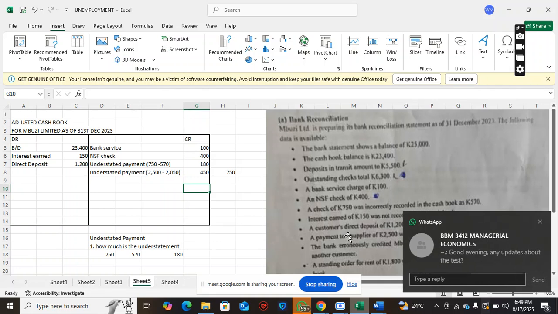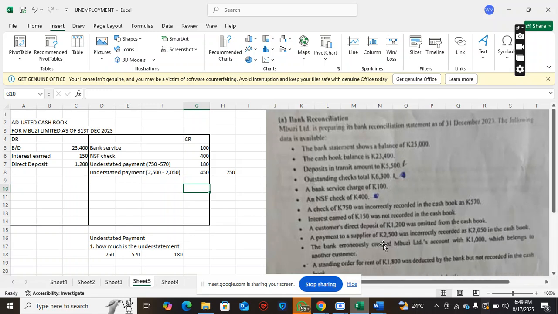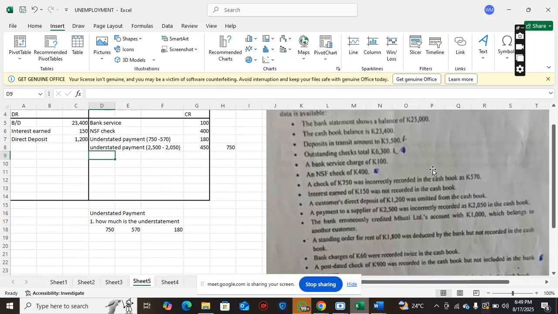A standing order for rent of 1,800 was deducted by the bank. Okay, credit. Yes, standing order. Standing orders are when you tell your bank to make payments for you.